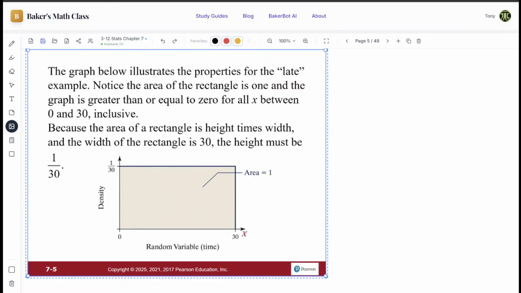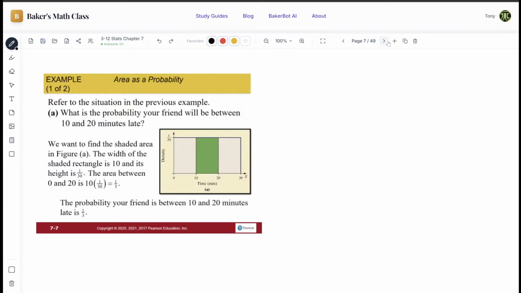Why? What does the entire probability have to add up to? 1. So if my X range is 30, the only thing I can multiply it by to get 1 is 1/30. That's why my height has to be 1/30. So the area of this rectangle, in essence, has to be 1. Once we have that set up, we can use it to find out different pieces of it.